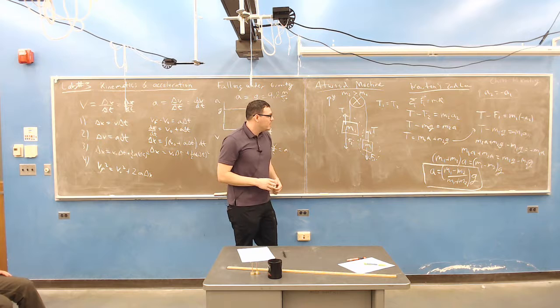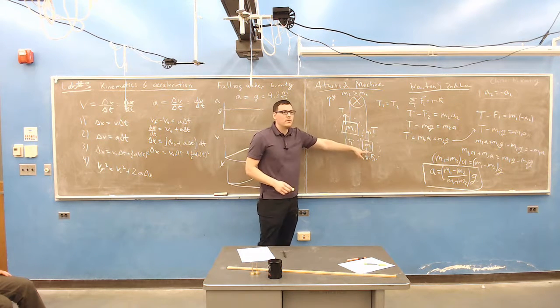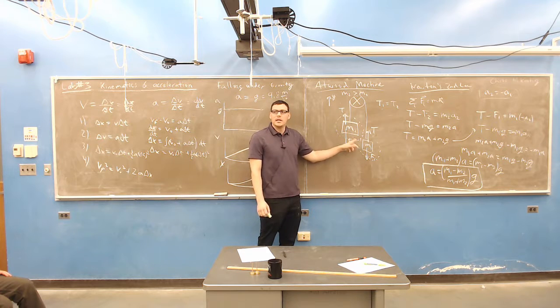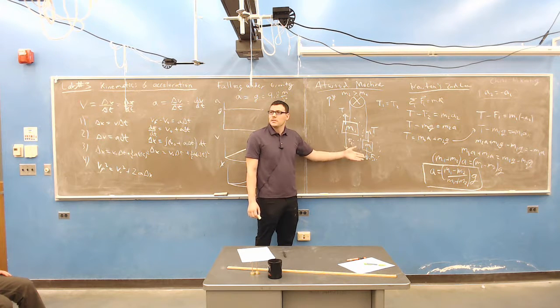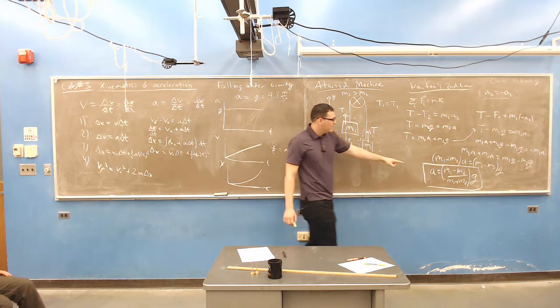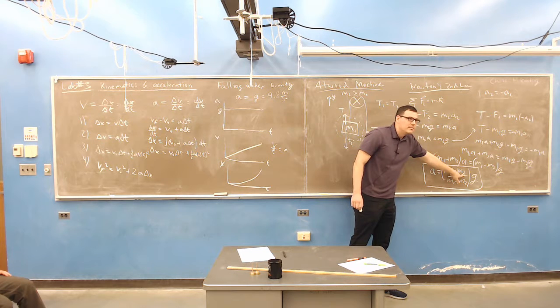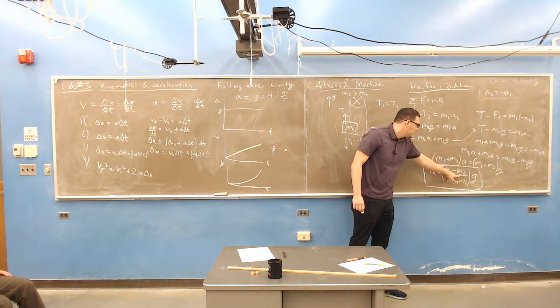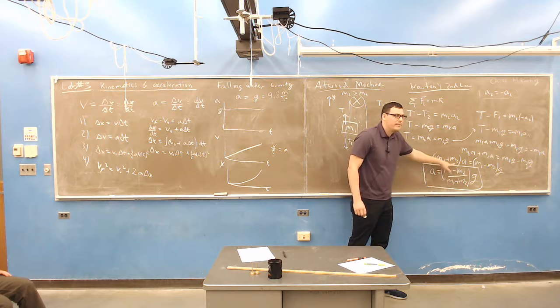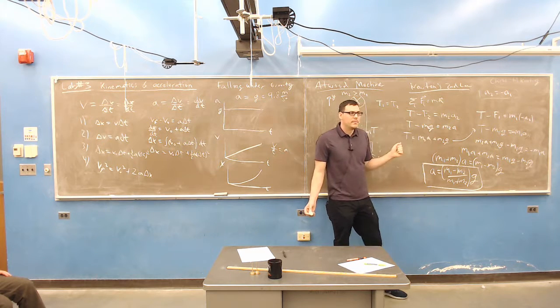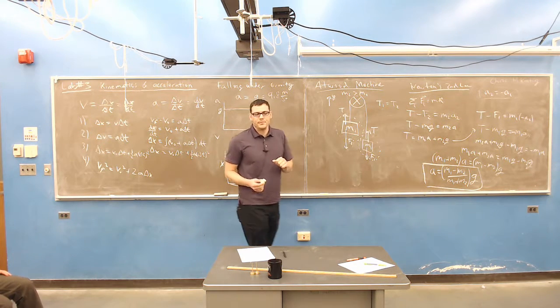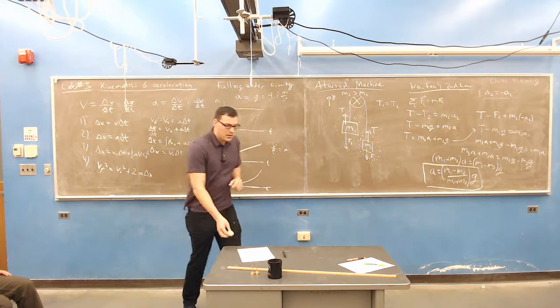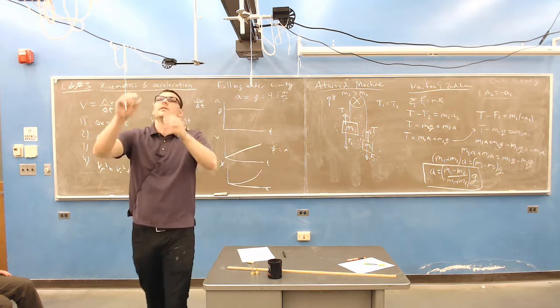Can we do any other scenarios to check it? What if the masses are equal? If m1 and m2 are equal, physically, what's going to happen? Will the system move? Will it accelerate? No, we expect it to have 0 acceleration. If m1 is equal to m2, then this whole thing is 0, right? And so you get 0. Any questions? All right, so I'm going to quickly demo this.